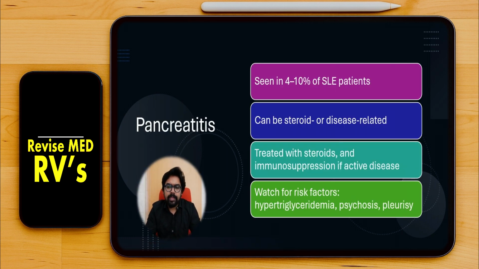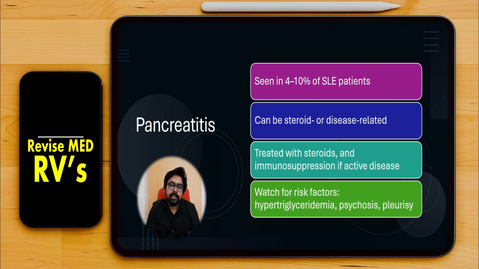Coming to pancreatitis, usually pancreatitis in SLE will be associated with a high disease activity or a high disease flare. Isolated pancreatitis in SLE is very rare, and it can be seen in up to 4 to 10% of SLE patients. That is, it can be steroid induced or disease related, such as high disease activity, and it is usually treated with steroids and immunosuppression if there is a high disease activity.